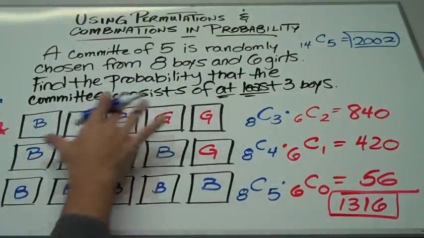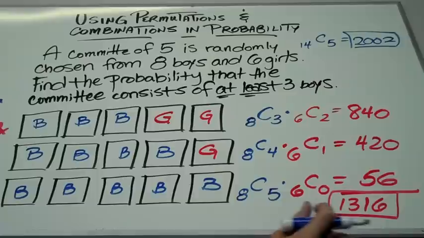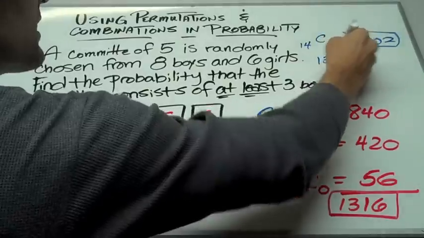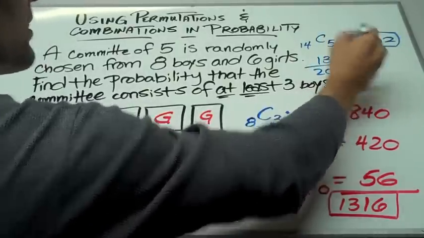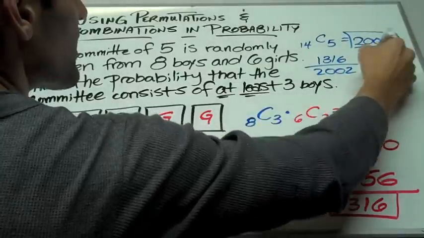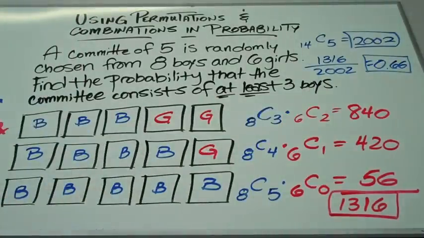Well, the committees we're interested in here are only 1316. So what's the probability that we have at least 3 boys? It's going to be 1316 divided by 2,002. If you do that out, that gives us 0.66. So we have about a 66% chance of getting at least 3 boys.